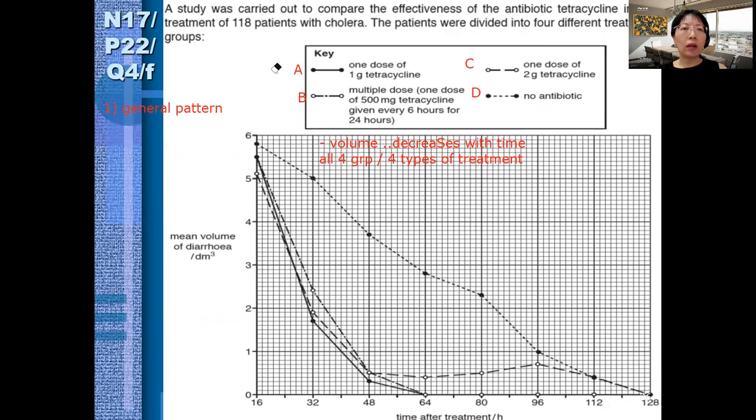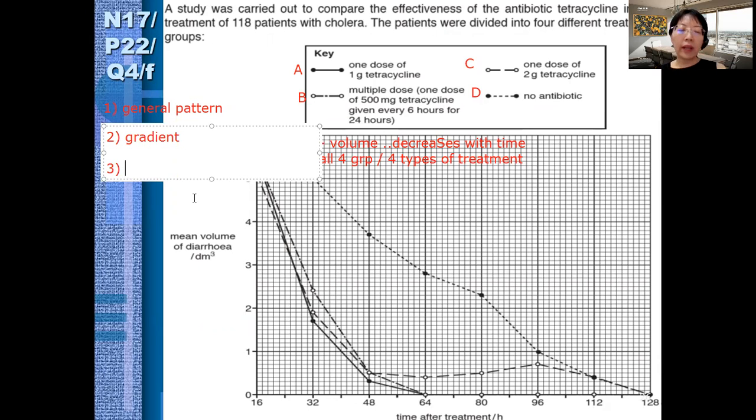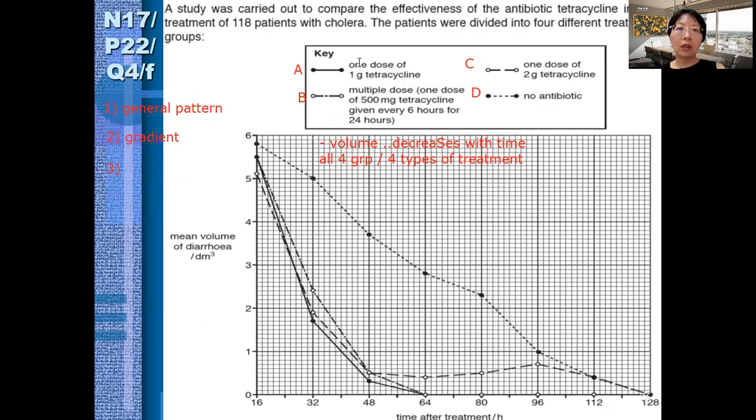So what else can you talk about? There are a lot of things you can talk about, okay? Number two, I can talk about the gradient of the curve. The gradient means the steepness of the curve. Can you see? These three curves are quite steep versus this one, which is not so steep, right? So we can talk about the steepness of the curve, the gradient.